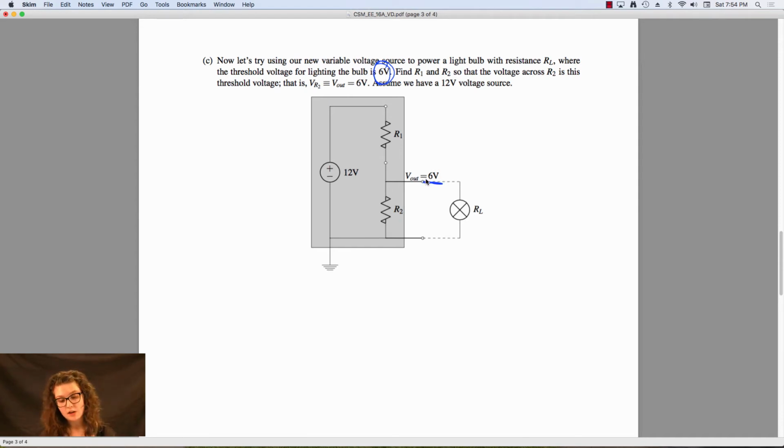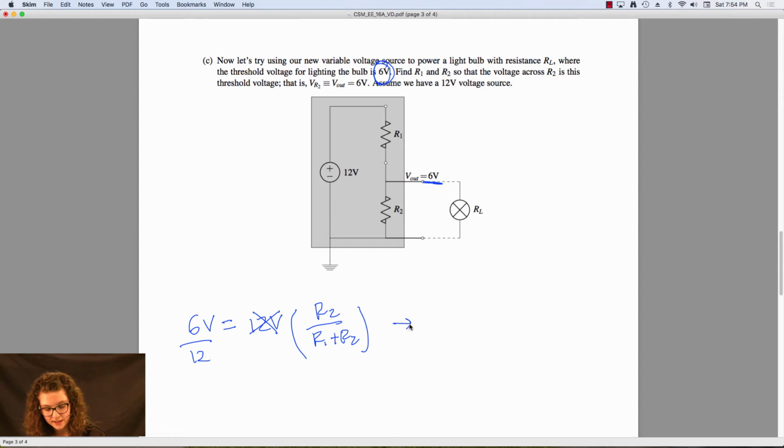So any kind of resistor combo that will get that. So we know our V out is going to be 6 volts. So 6 volts is what we're trying to get. It's going to be 12 volts in times the voltage divider R2 over R1 plus R2. So we have 12 over here, 6. Cross that out, 6 over 12. So we're trying to get some kind of combination that has R2 over R1 plus R2 equal to 1/2.